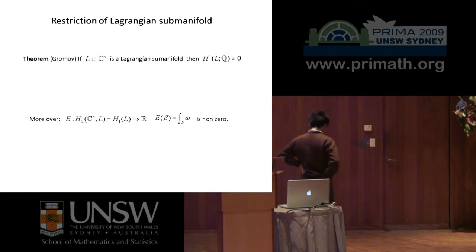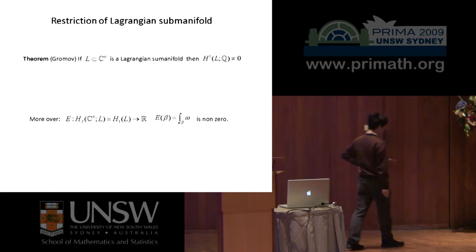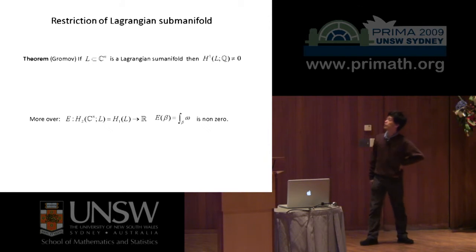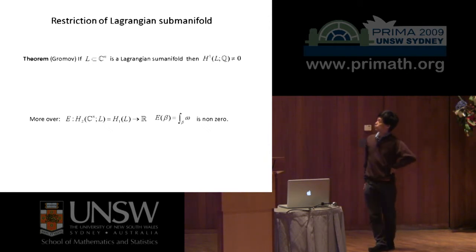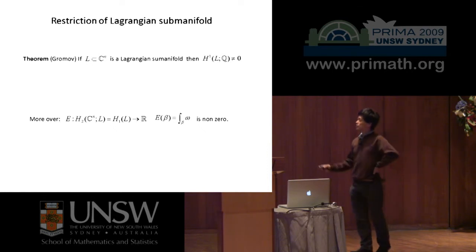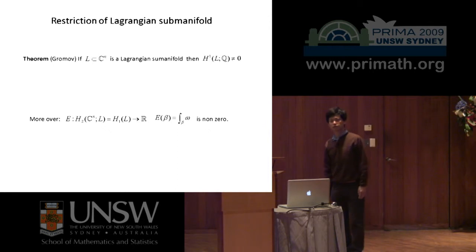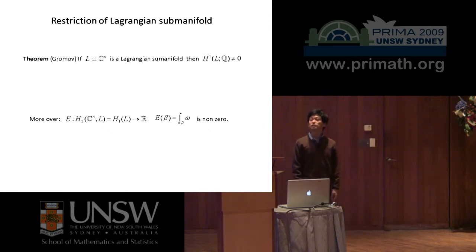And there are some other results coming from Floer theory or pseudo-holomorphic disk theory. It's about the restrictions on Lagrangian submanifolds. And this theorem by Gromov is even earlier than Floer. If you have a compact Lagrangian submanifold in complex vector space, then its first cohomology is non-trivial.